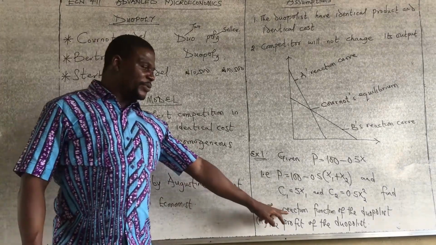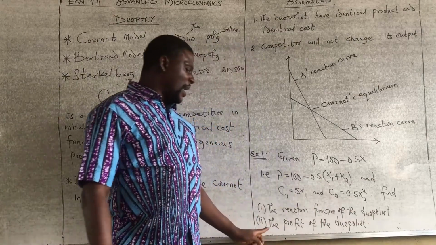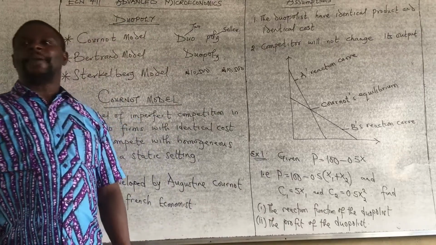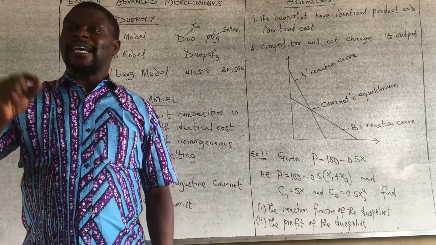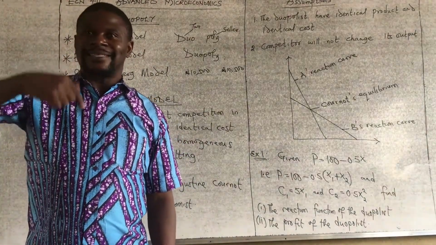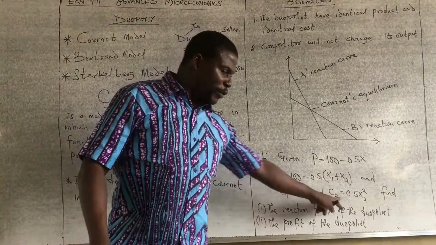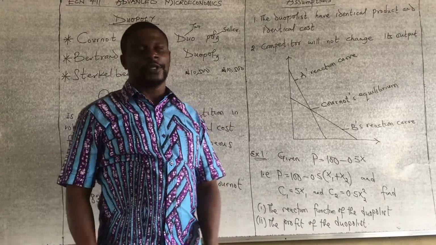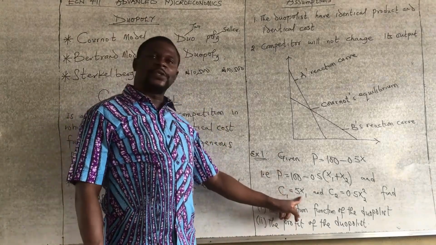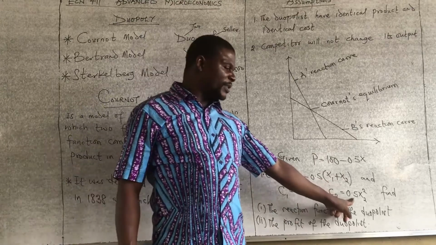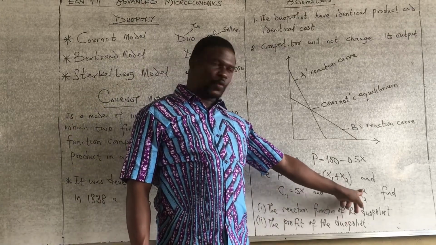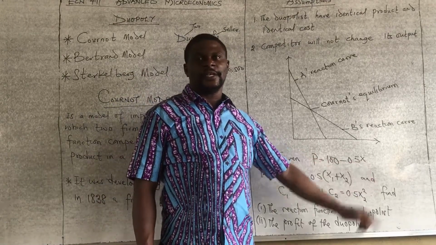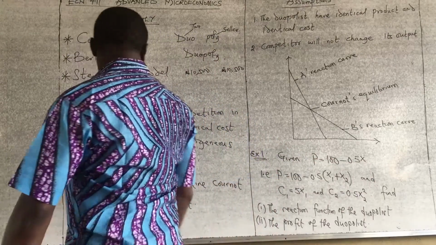We want to get the reaction function of the duopolist and of course the profit of the duopolist. When I say price function, what does that mean? The price at which the two sellers are selling the product. Then the cost function means the cost at which the two sellers are producing the product. So the first seller is producing at 5x minus 1, the second seller is producing at 0.5x2 squared, and the price at which they sell is 100 minus 0.5x. So how do you solve that?